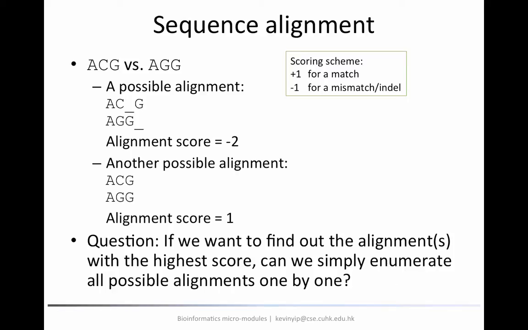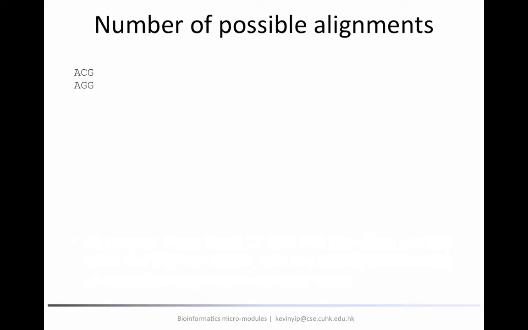One obvious way to do that is to enumerate all possible alignments one by one. For each one, we compute the alignment score, and then after considering all alignments, we find out all those with the highest score. In order to know whether this is a feasible scheme or not, we need to know how many alignments there are. So in this case, the two sequences are quite short. We'd expect to have not too many alignments. But is that really the case?